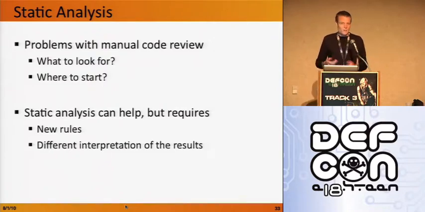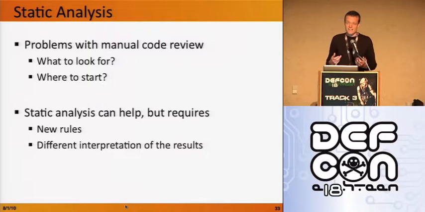One is your reviewer has to know what they're looking for. So they need to have a lot of domain expertise in terms of the kinds of techniques that insiders are going to use to do some sort of damage. So A, your reviewer has to be pretty well trained. They've got to be thinking about this problem specifically. Two, where do you look?